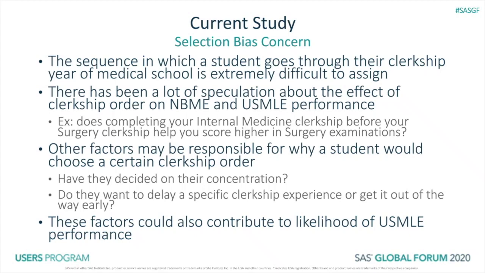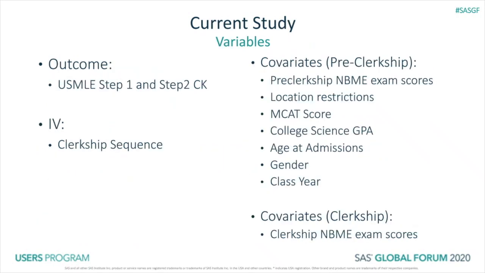Okay, so the variables in this study: the outcome variables that I chose were USMLE Step 1 and Step 2 CK performance. I chose the scores themselves, not just the pass-fail reports. The independent variable, the predictor of interest I chose, was clerkship sequence, because I wanted to see if clerkship sequence itself had an effect on the outcome while controlling for covariates such as pre-clerkship variables like pre-clerkship NBME scores, location restrictions, MCAT score, college science GPA, age at admissions, gender, and class year.